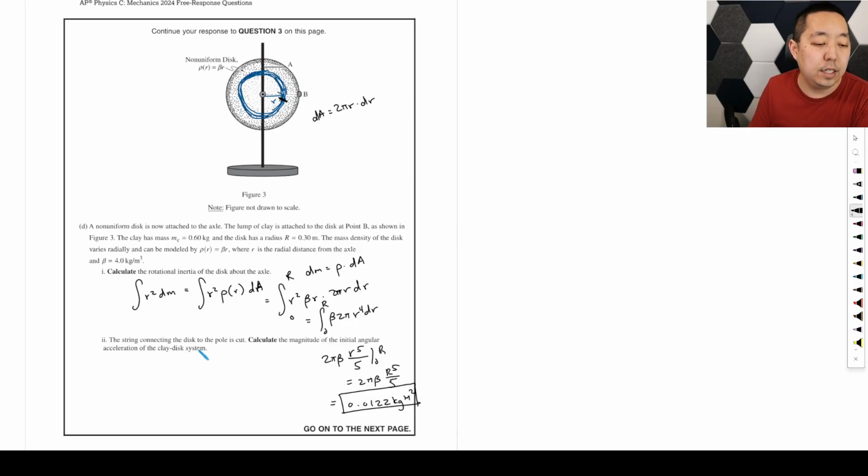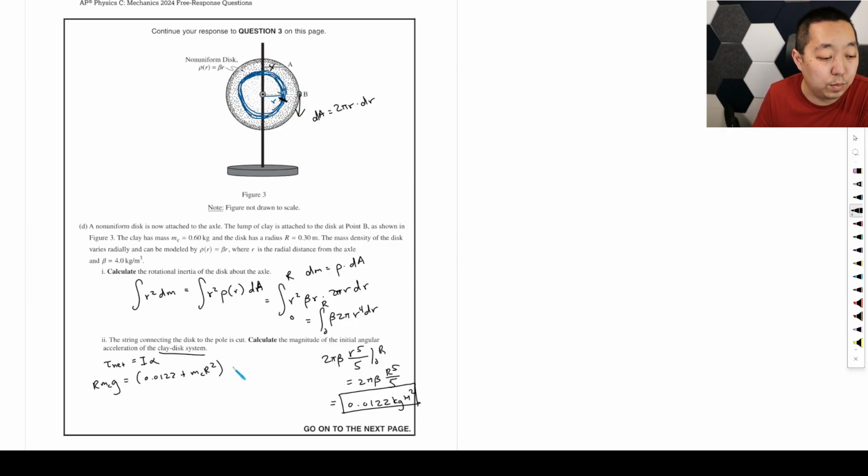The string connecting the disk to the pole is cut. Calculate the magnitude of the initial angular acceleration of the clay disk system. Okay, so we cut this string here. So we only have one torque from here. So we use net torque equals I alpha. Okay, and the net torque is just going to be R times mc g, the mass of the clay. And the I, be careful, is the 0.0122, but technically plus mc R squared, because we got to do the clay disk system.